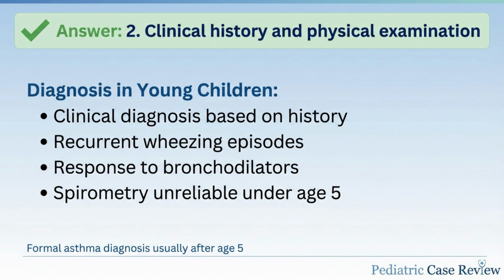The correct answer is number 2. For children under 5 years of age, diagnosis relies primarily on clinical history and physical examination. Young children cannot reliably perform spirometry testing. Physicians assess recurrent wheezing episodes, triggering factors, and response to bronchodilator therapy. Family history of asthma or atopy supports the diagnosis. Formal asthma diagnosis typically occurs after age 5, when pulmonary function testing becomes feasible. Clinical assessment remains the cornerstone of diagnosis in preschool children.